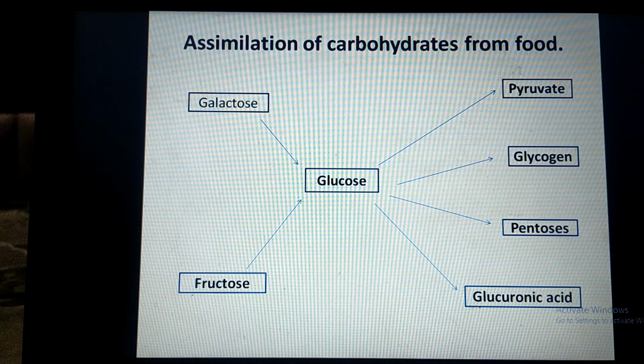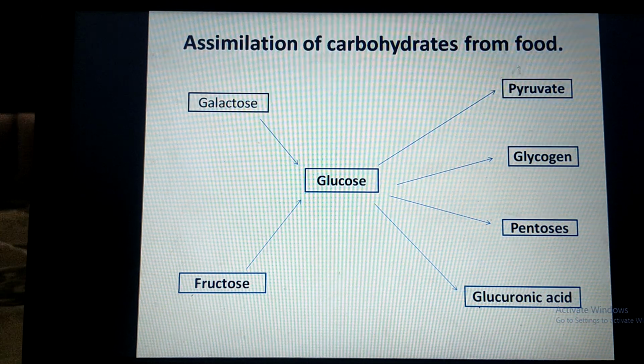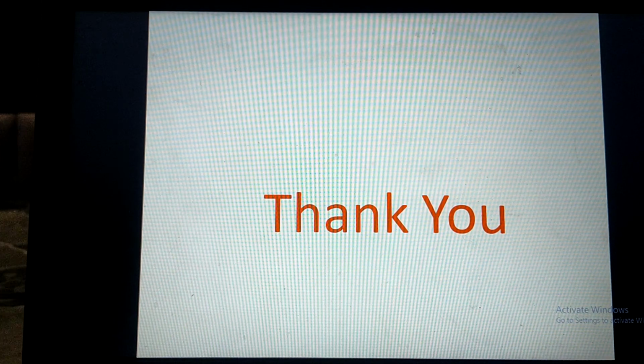A small amount of glucose also enters into the uronic acid pathway inside the cell and gets converted into glucuronic acid. These glucuronic acids are used for synthesis of various types of mucopolysaccharides. This is about the assimilation of carbohydrates.